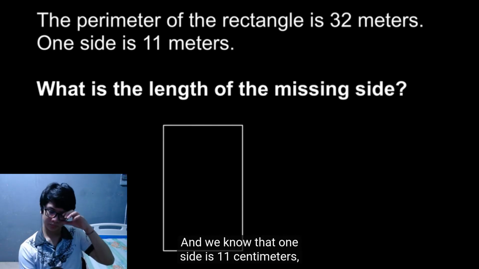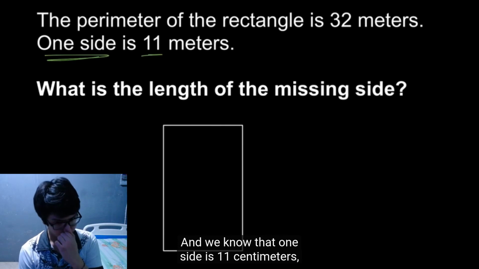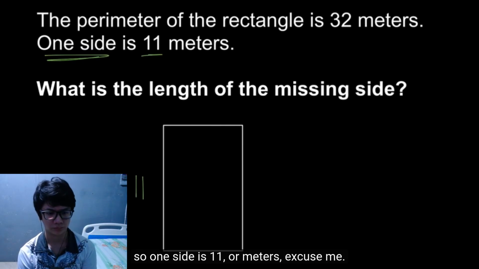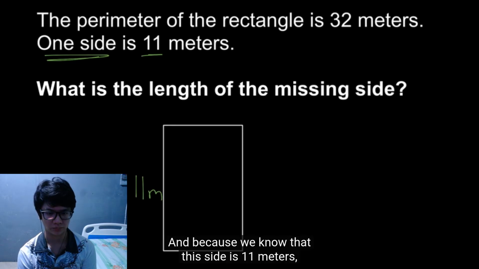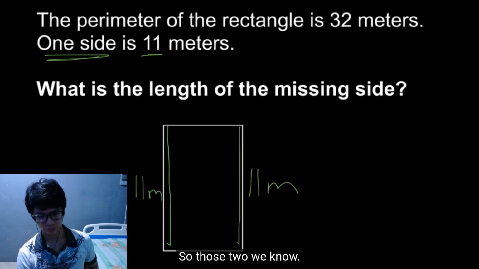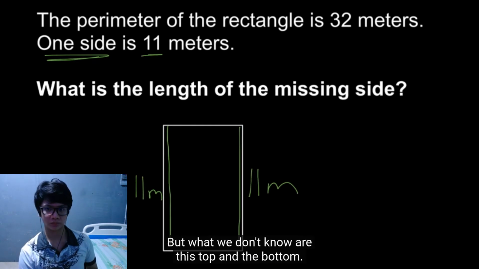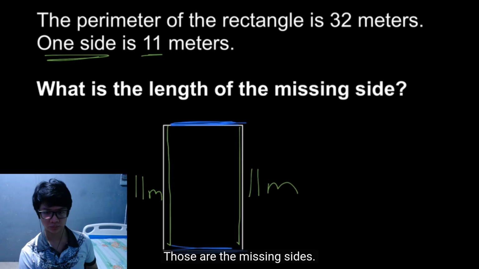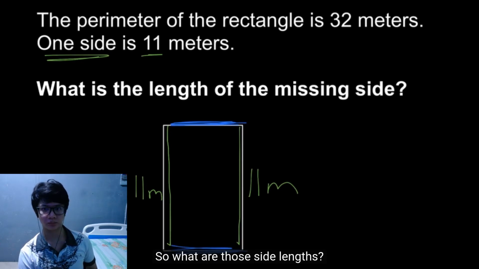And we know that one side is 11, or meters, excuse me. And because we know that this side is 11 meters, we also know that this side is 11 meters. On a rectangle, opposite sides are equal. So those two we know. But what we don't know are this top and the bottom. Those are the missing sides. So what are those side lengths?